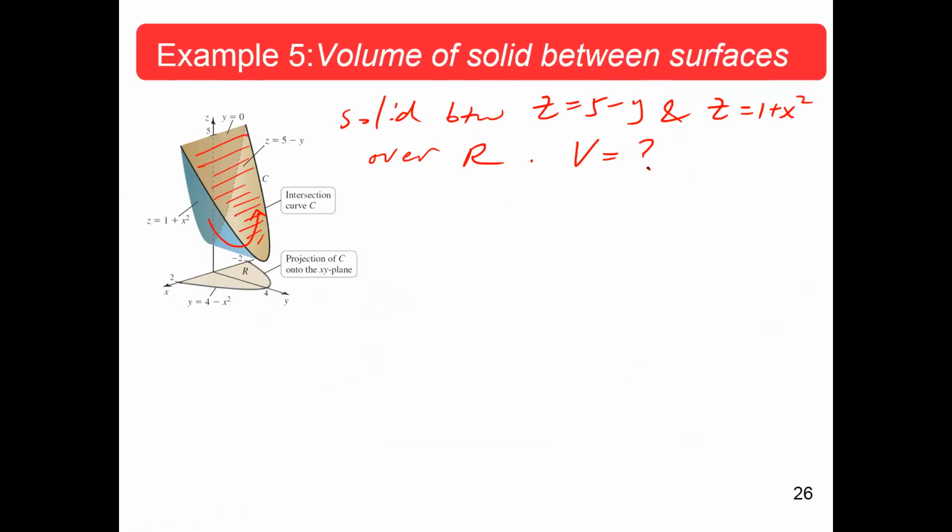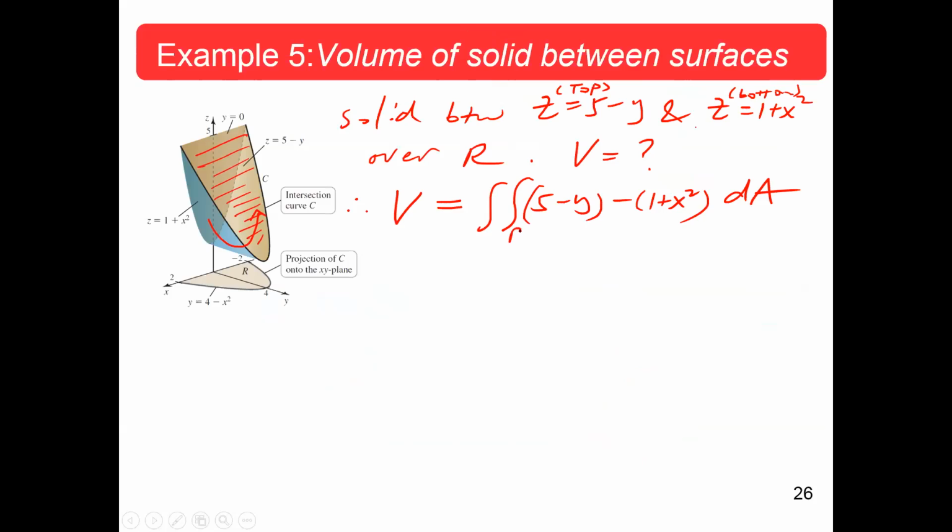The volume. So we know the volume should be calculated by using the double integral, right? Since it's in between two surfaces, which surface is on top, which surface is on the bottom? The 5 minus y would be on top, the straight plane. This is on the bottom. So we should do the top function minus the bottom function, right? 5 minus y, subtract 1 plus x squared, times dA over region R.